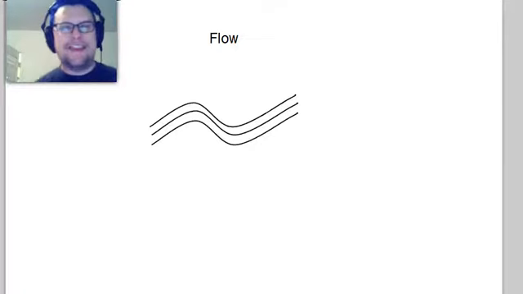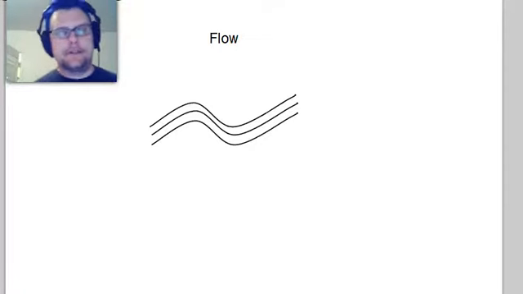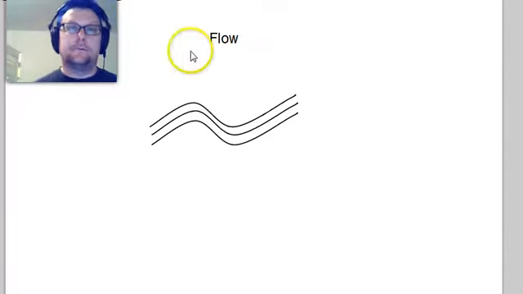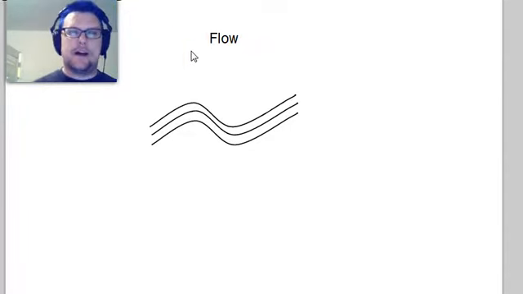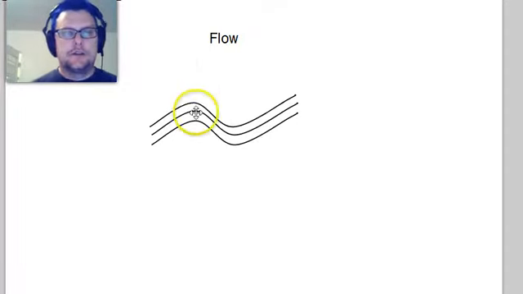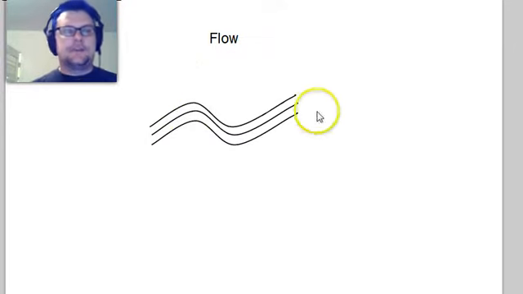Okay, the second blanket concept in composition is this idea of flow. Now, flow is this concept of where the user's eye goes in a particular frame or a composition. So you see that we've got these little flowy lines that represent that.